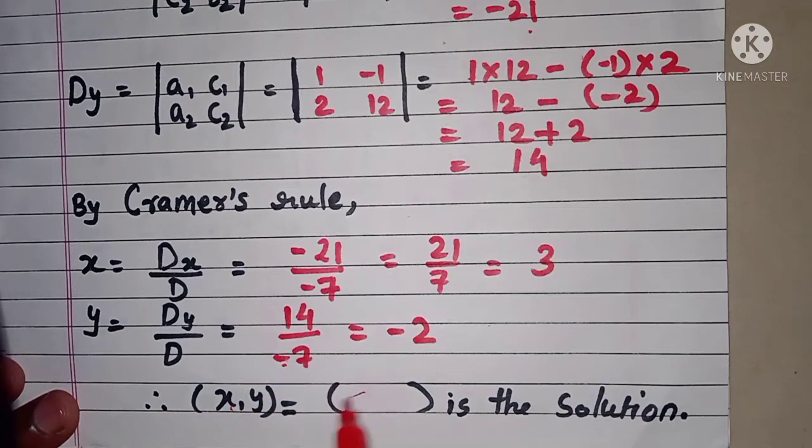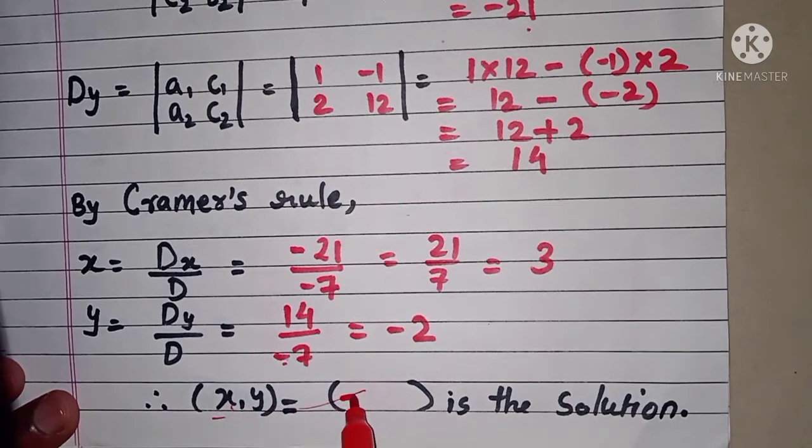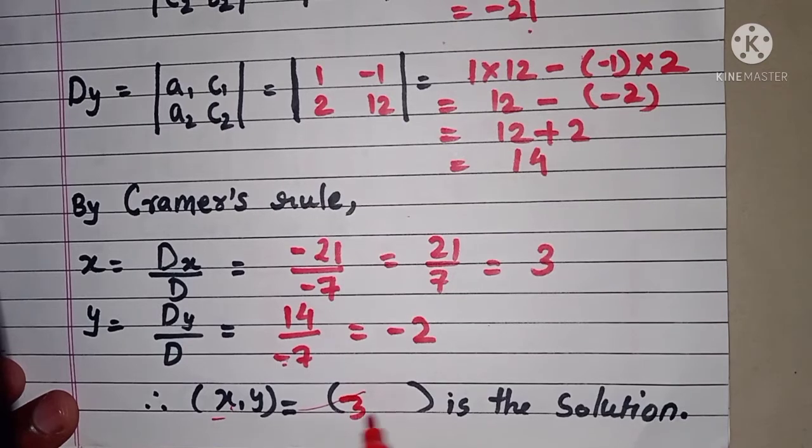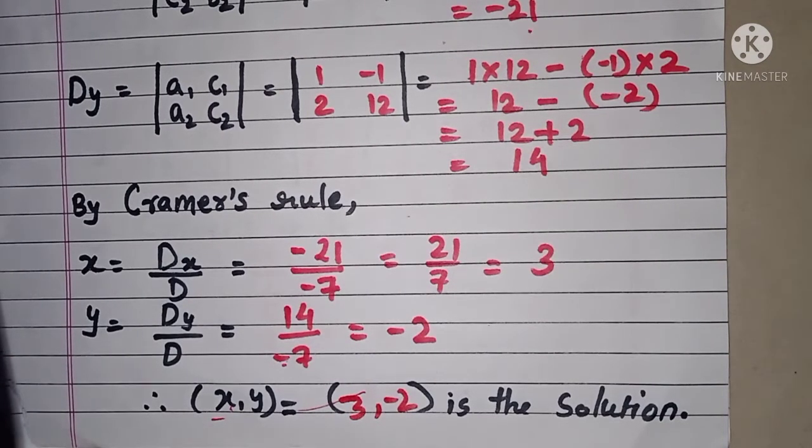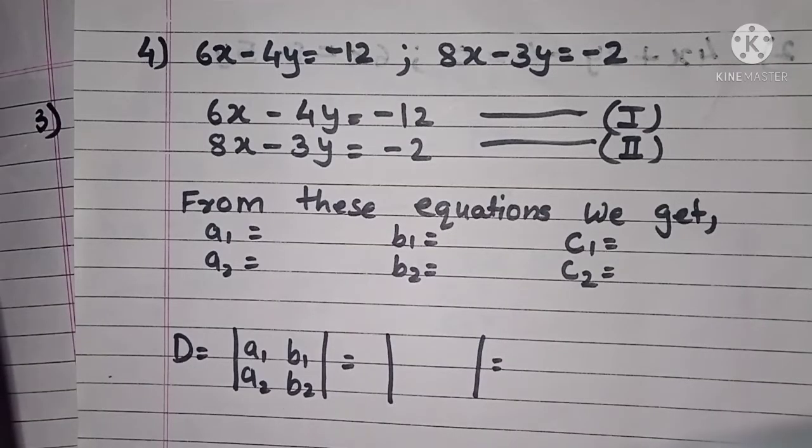Now you will substitute and conclude your answer. Okay, 3 comma minus 2 is the solution. The fourth one is also very similar to the third one. It is very easy. Then also I will do it for you.